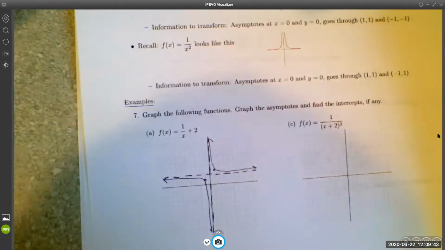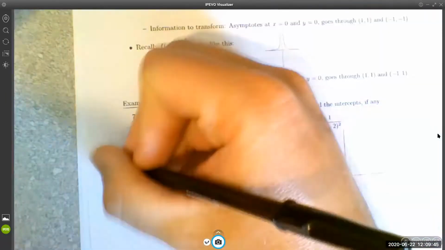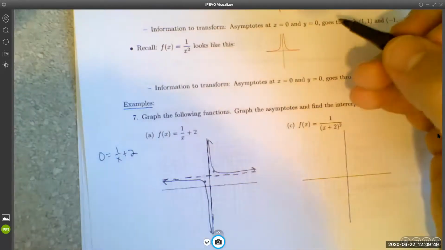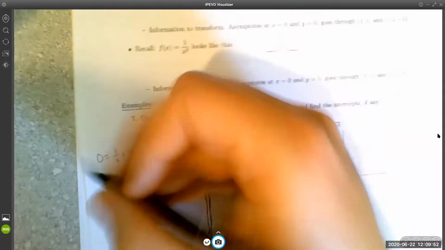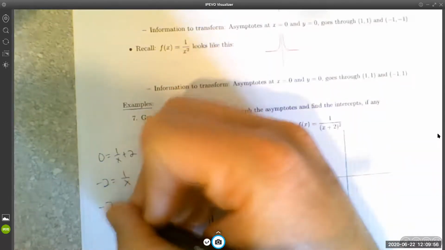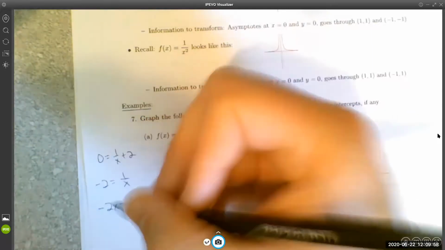So we can find that the same way that we find the x-intercept of any function. We plug in 0 for y, and then solve for x. So I'm going to move the 2 over, multiply both sides by x, and then divide by the negative 2.